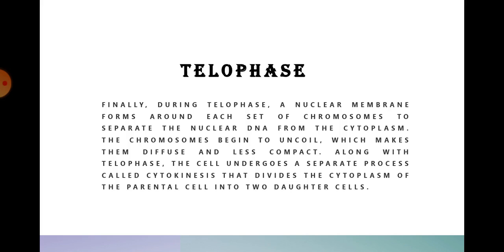Telophase. Finally, during telophase, a nuclear membrane forms around each set of chromosomes to separate the nuclear DNA from the cytoplasm. The chromosomes begin to uncoil, which makes them diffuse and less compact. Along with telophase, the cell undergoes a separate process called cytokinesis that divides the cytoplasm of the parental cell into two daughter cells. Telophase is the fifth and final phase of mitosis, the process that separates the duplicated genetic material carried in the nucleus of a parent cell into two identical daughter cells.